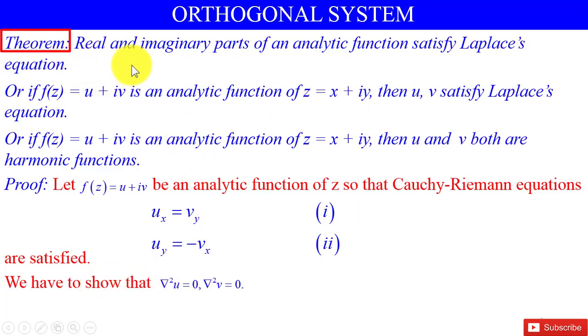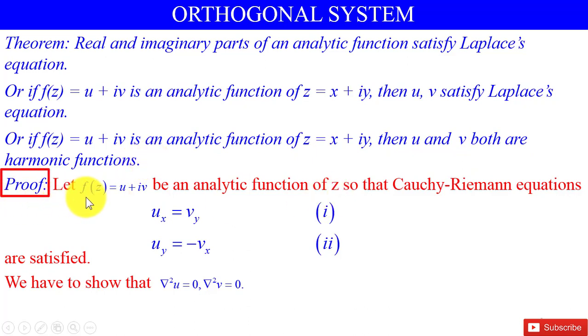Theorem: real and imaginary parts of an analytic function satisfy Laplace's equation. Or if f(z) = u + iv is an analytic function of z = x + iy, then u and v satisfy Laplace's equation. Or if f(z) = u + iv is an analytic function of z = x + iy, then u and v both are harmonic functions.